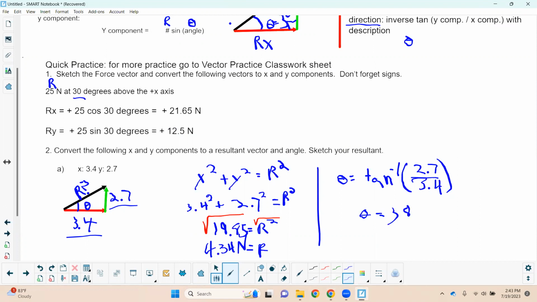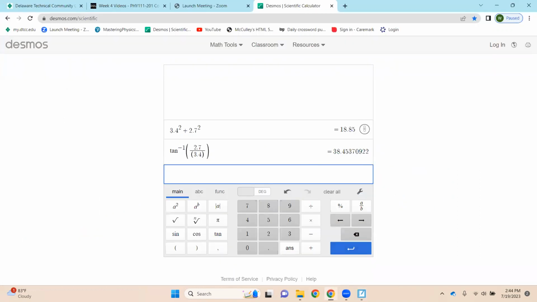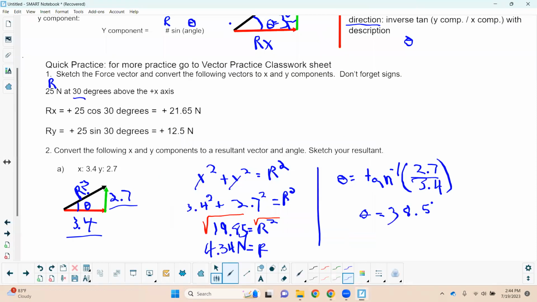I think that's 4.5. Yeah. So we'll just round it to 38.5. And that's degrees. Again, you want to be in degree mode in your calculator, and that'll be okay. So let's just talk about what that means, and we have to describe it. So that's what the description is.